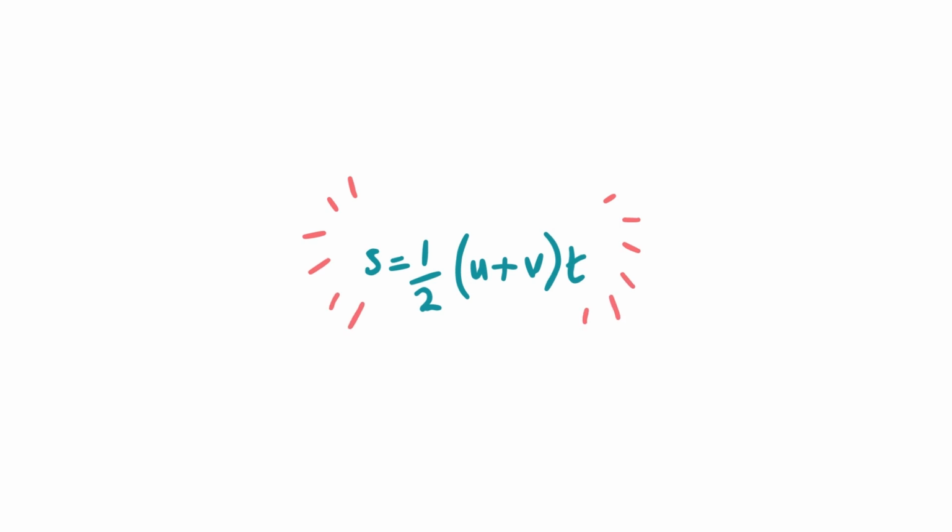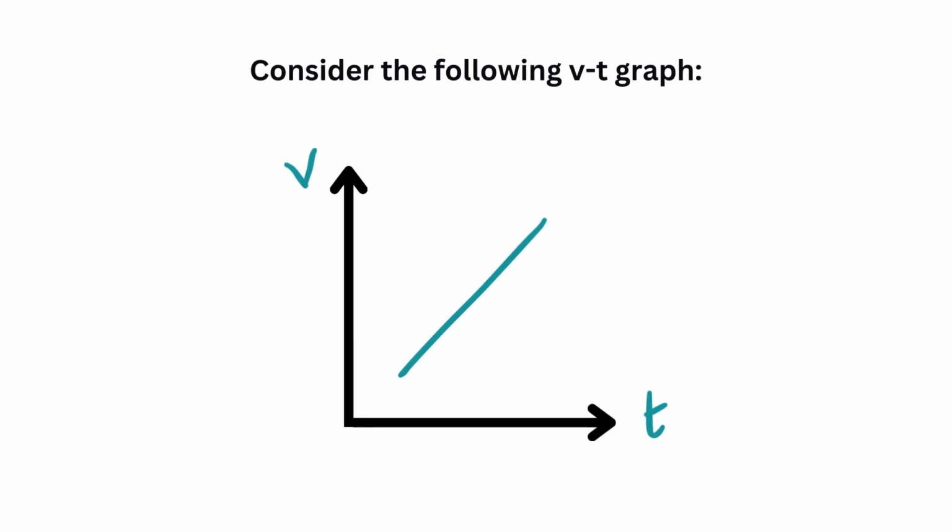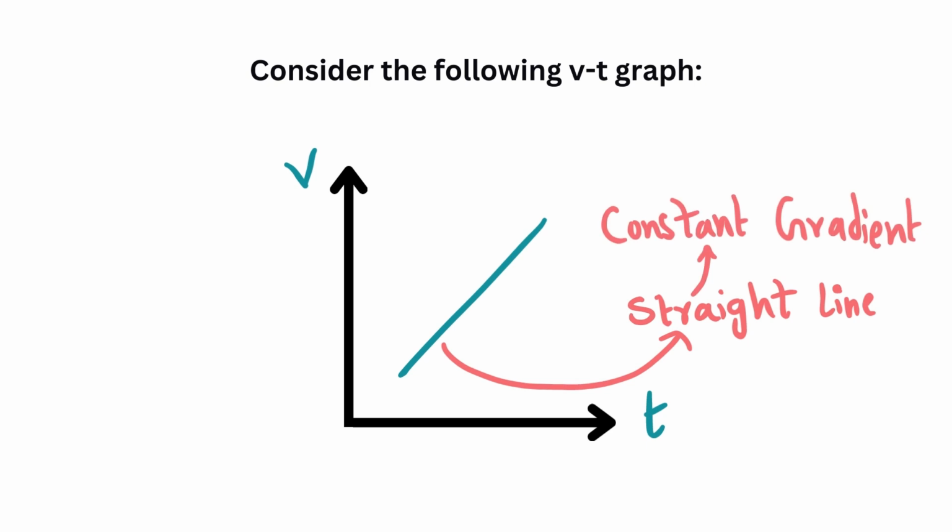Now we can move on to the second equation of motion, s equals half times u plus v times t. To derive this, we can actually make use of a velocity versus time graph, specifically one that we can draw for an object moving with constant acceleration. We know that this graph works because a straight line like this has constant gradient. And since we know that for a velocity versus time graph, the gradient equals acceleration, therefore we know for a fact that this shape works for any object moving with constant acceleration.